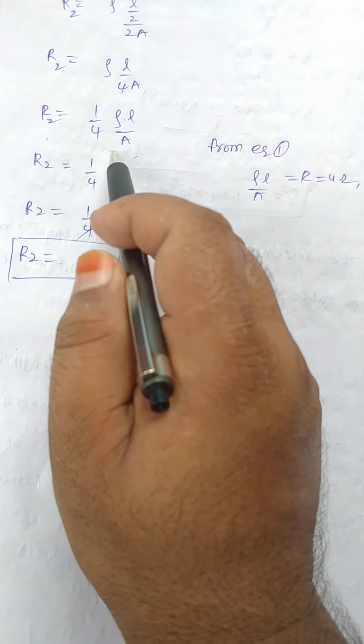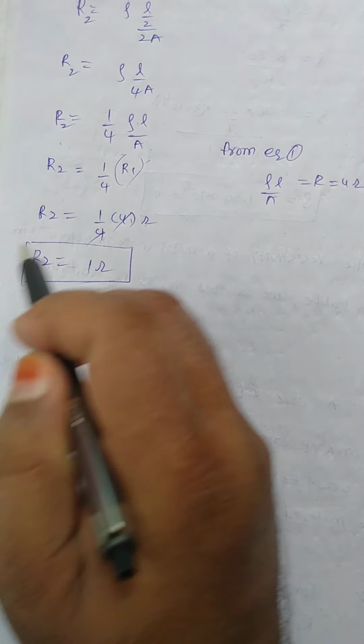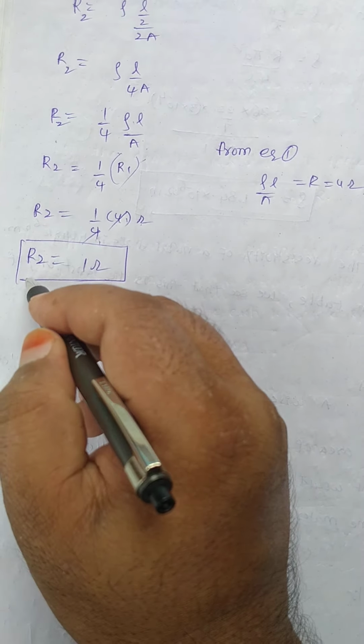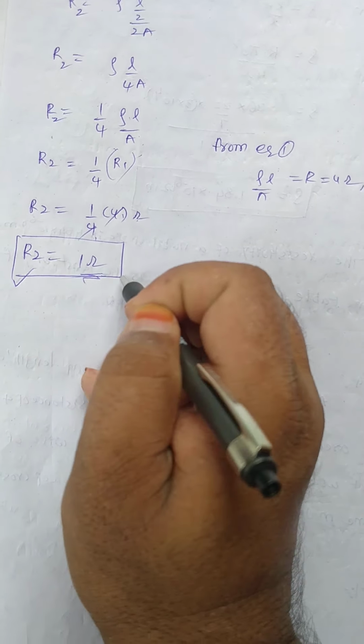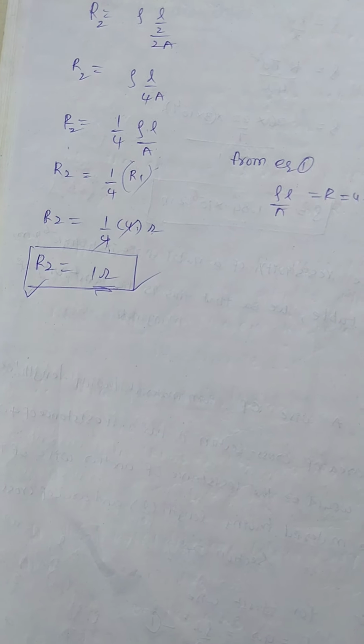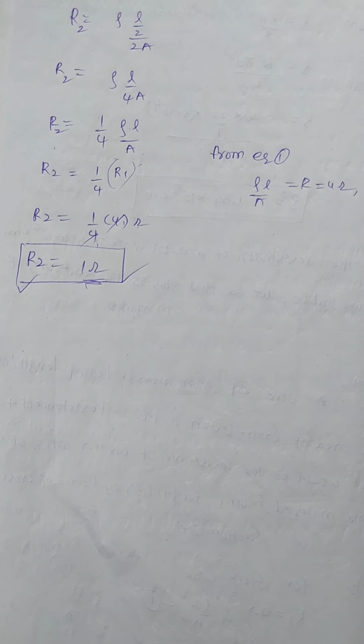So rho L by A is nothing but R1. R1 is nothing but what? 4 ohm. Then this 4 and 4 cancel each other. Then R2 equals 1 ohm. Understand? This is a very, very important model problem, dear students. If you have any doubt, you can ask me, no problem.